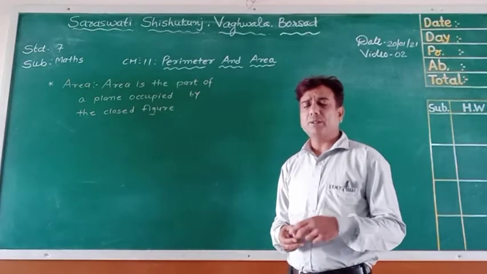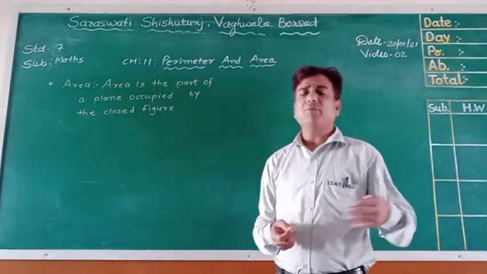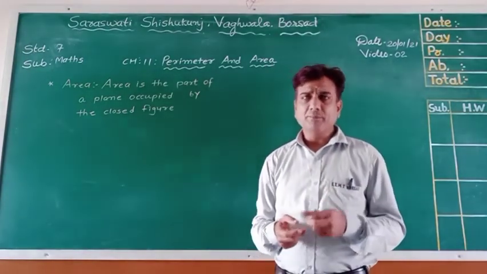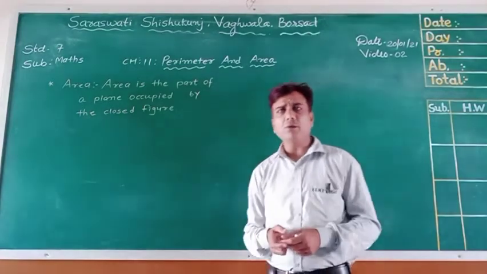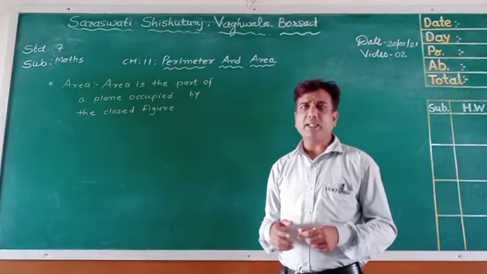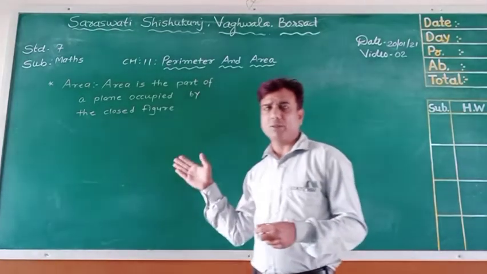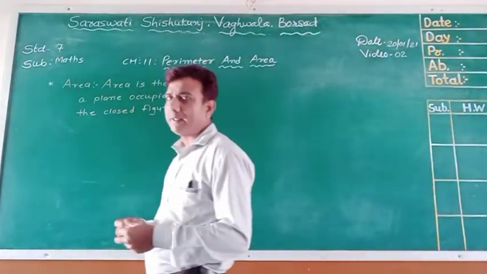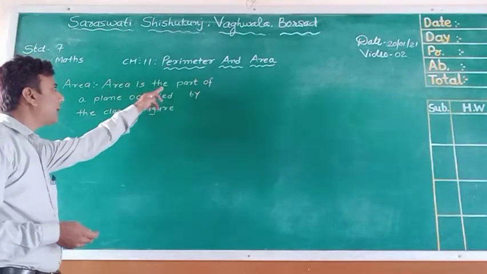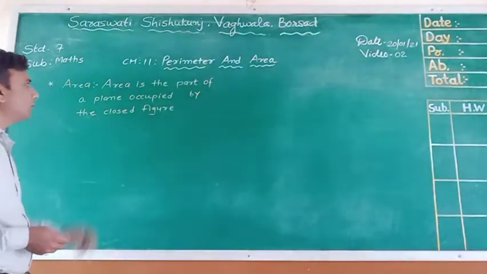So students, if we know the formulas to find the area of any object, then we can find that object's area very easily and fast. So we should know all the formulas properly. Here I will show a few objects' formulas and how these formulas come about. I will teach you all of those. So area is the part of a plane occupied by the closed figure.